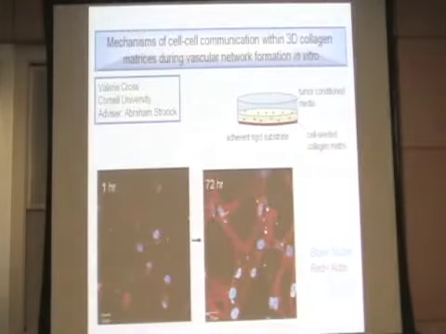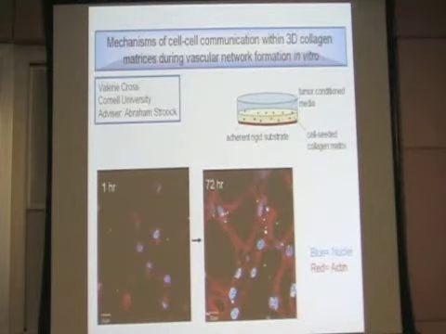Thanks. So I am working at Cornell University under Abe Stroock, and we are working to understand basically the basic mechanisms that cells, and specifically endothelial cells, use to self-organize from isolated cells, after a period of time, into a global connected vascular network. This all takes place in a soft, three-dimensional collagen matrix.